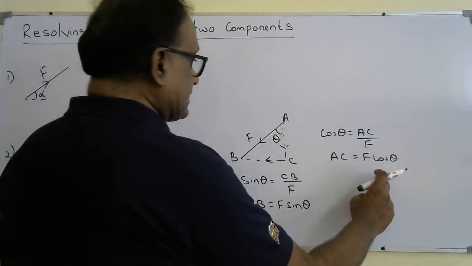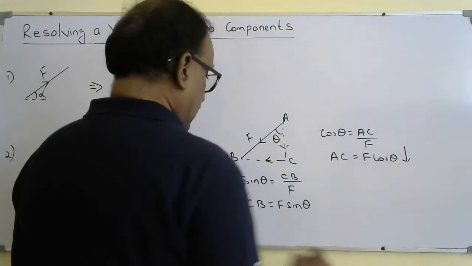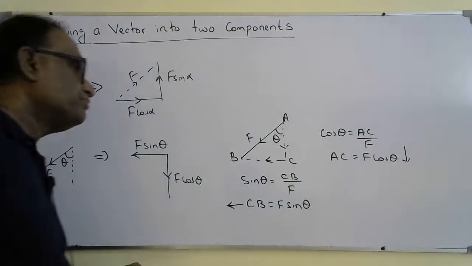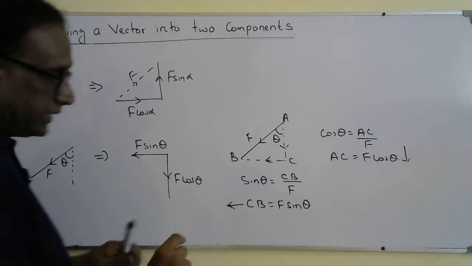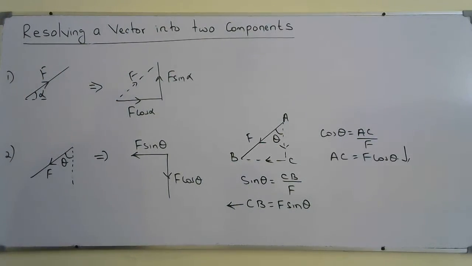So AC is the vertical component, F cos theta, which is downwards. CB is the horizontal component towards the left. It is better to know the actual reason, what we mean by horizontal and vertical components, but we normally teach the shortcut method.